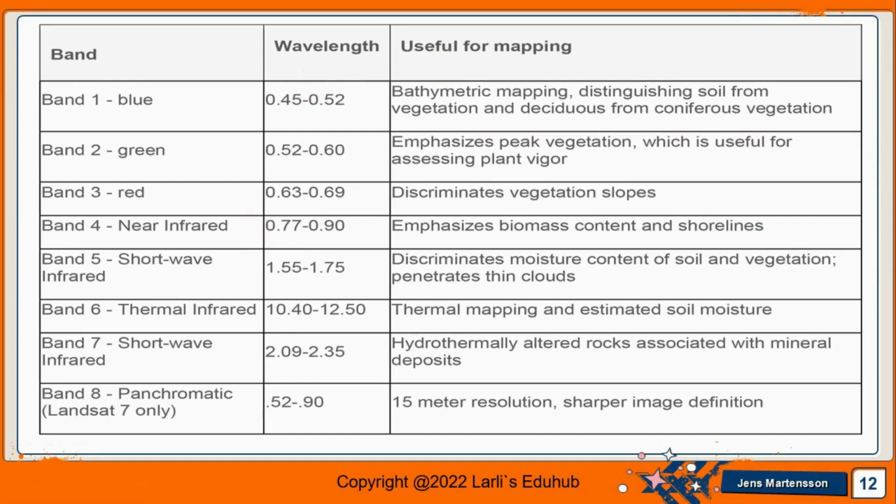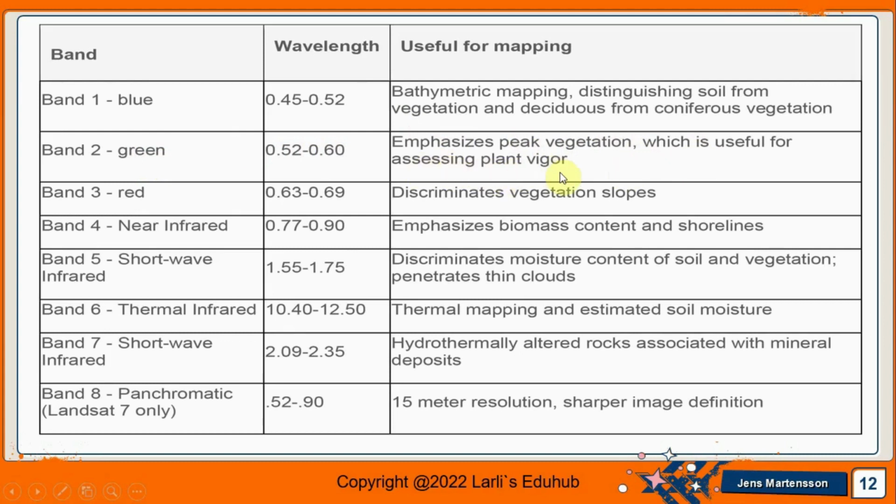So the band 1, which is blue, it ranges from 0.45 to 0.52 and is used for bathymetric mapping. Bathymetric is simply deep ocean mapping, and it distinguishes soil from vegetation and deciduous from coniferous vegetations. We also have the band 2, which is the green, and it ranges from 0.52 to 0.60, emphasizes peak vegetation, which is useful for assessing plant vigor.